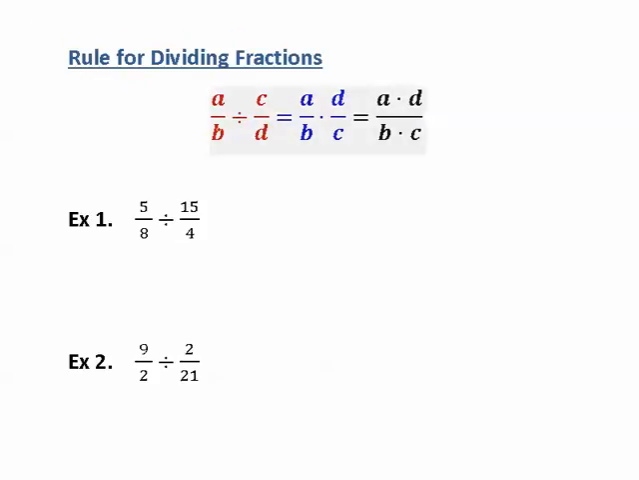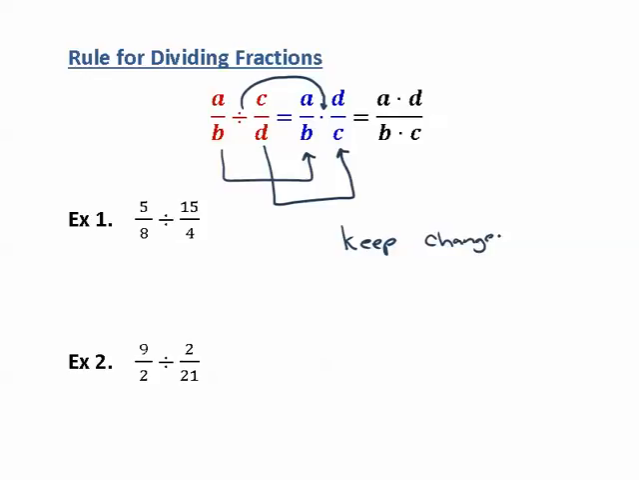You'll notice that we keep the first fraction the way it is, a over b. We change our division to multiplication, and then we flip the second fraction. It's always the second fraction that gets flipped over. So then we have a multiplication problem in which we multiply the numerators and then multiply the denominators. One way that helps people remember how to divide fractions is you keep, you change, and you flip.